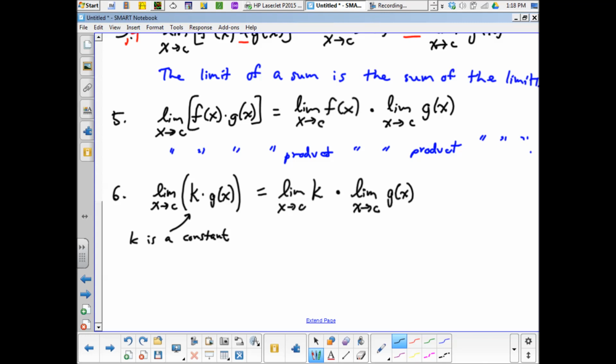I just exercised my freedom to use rule 5, right? I split it up. And according to rule 2, this first limit comes out to k. The limit as x goes to c of k is k. So according to rule 2, we can abbreviate it like this.